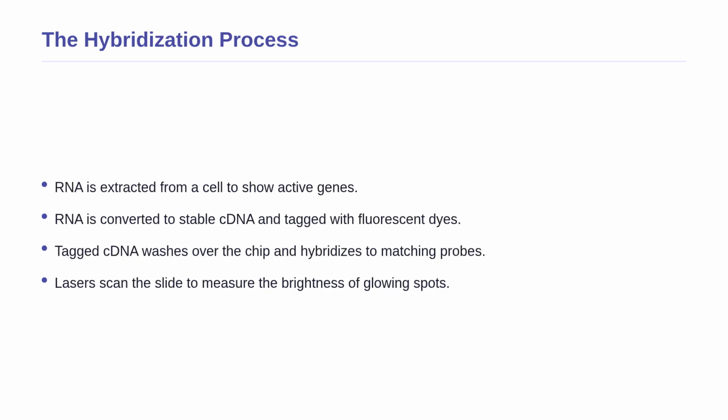With the chip ready, how do we actually test a cell? First, we extract RNA from a cell. RNA is the messenger molecule that proves a specific gene is currently active. Because RNA is fragile, we convert it into a more stable form called cDNA, and we tag it with special fluorescent dyes. Next, we wash this glowing liquid over the microarray chip.